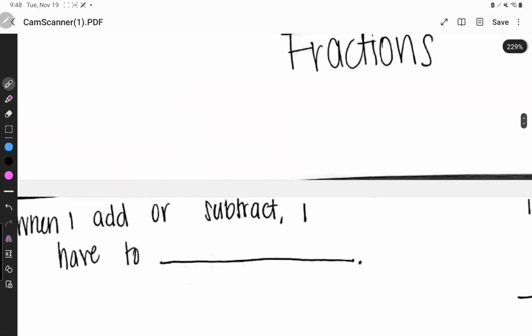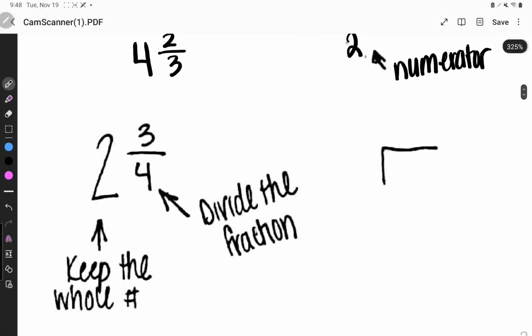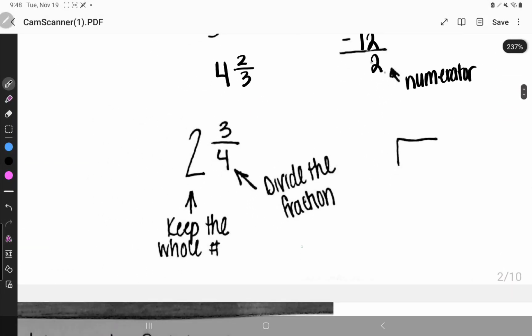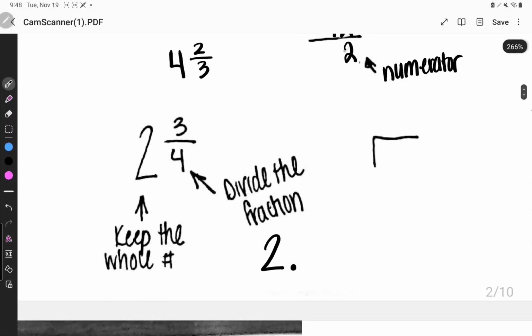If you were to turn a fraction into a decimal, you keep the whole number. So we're going to keep that whole number, which is 2. And then we add a little decimal. And then to turn the fraction into a decimal, I do 3 divided by 4.